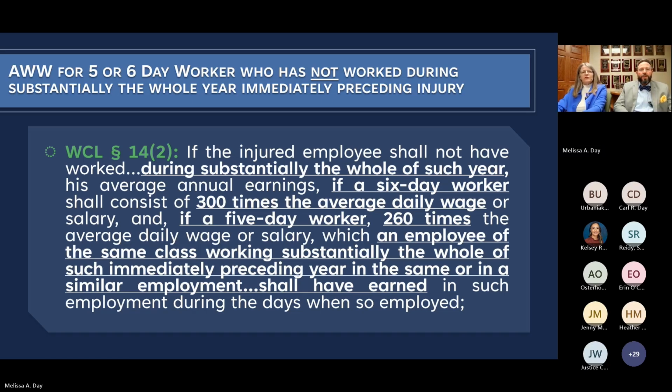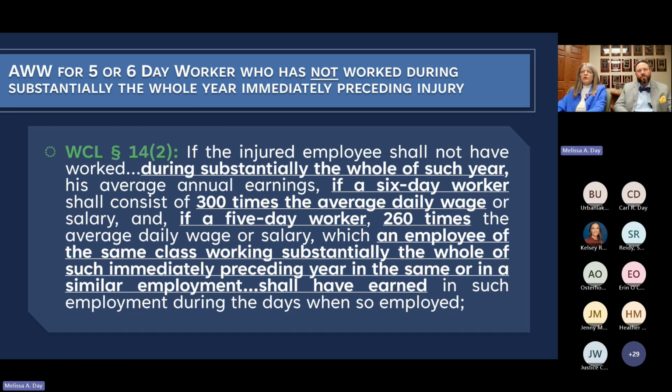Absolutely. So now what we're going to do is move on in the statute. We've looked at what you would do when you have a 5 or a 6 day per week worker who has worked substantially the entire year prior to the accident. If the person did not work during substantially the year prior to the accident, then you need to get similar worker payroll. So section 14.2 is the section after section 14.1, which describes how to calculate an average weekly wage when the individual did not work for substantially the whole of such year prior to the accident.